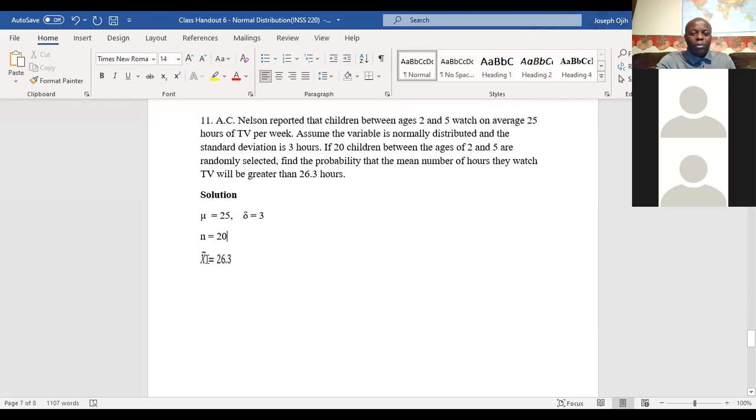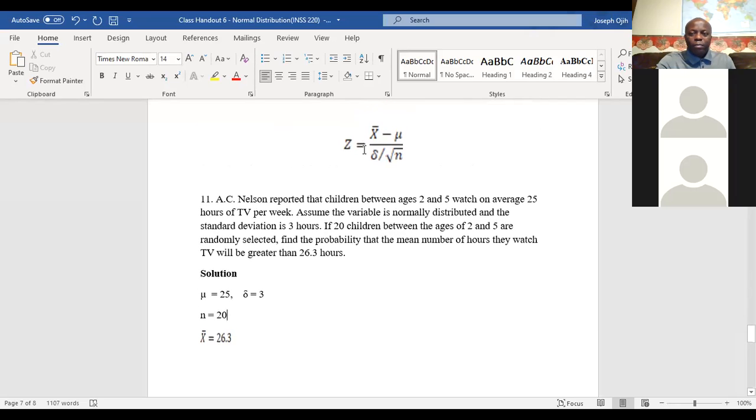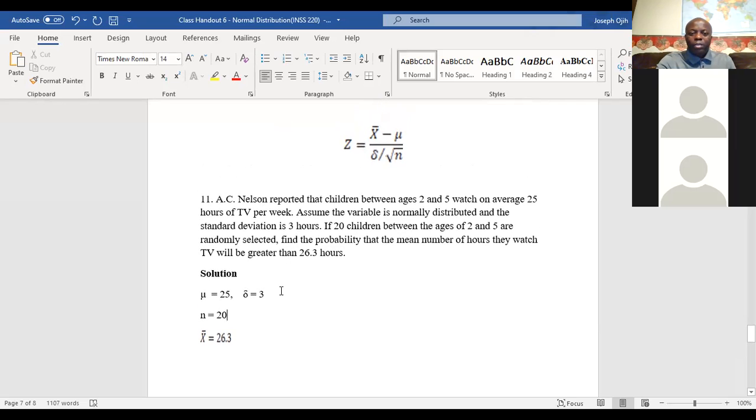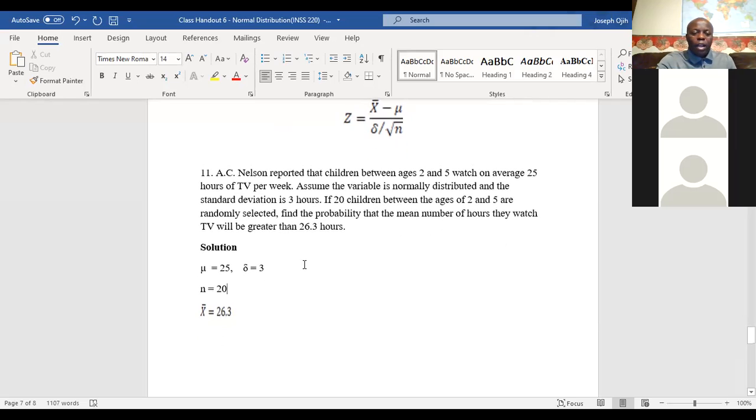So now how do we transform it? By using this formula here. Once we transform it, we can get our Z. It will no longer be X bar. So let's transform it. Let me write these numbers down. We're going to plug them in. So let me write them down: 26.3 and 25 over 20.